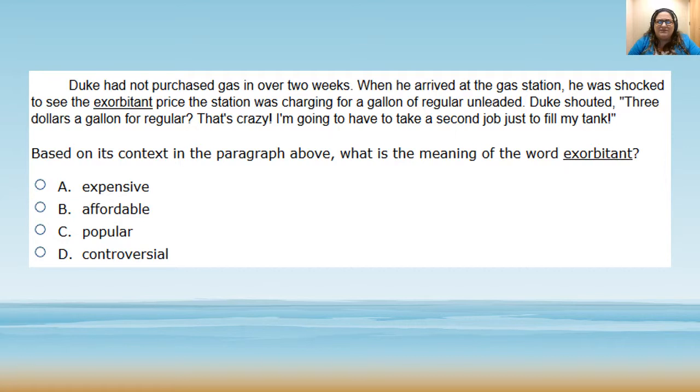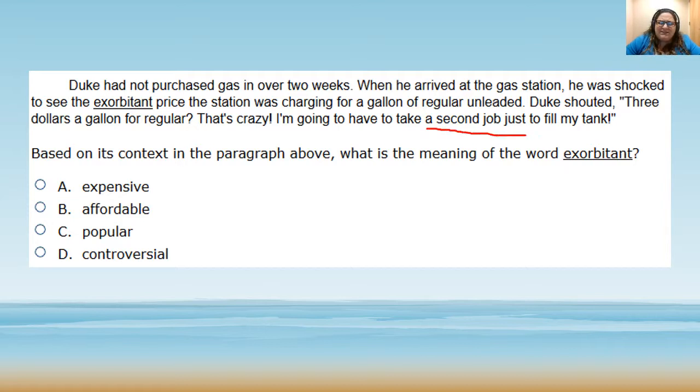Let's practice. Duke had not purchased gas in over 2 weeks. When he arrived at the gas station, he was shocked to see the exorbitant price the station was charging for a gallon of regular unleaded. Duke shouted, "$3 a gallon for regular? That's crazy. I'm going to have to take a second job just to fill my tank." Based on its context here, the meaning of exorbitant is what? Expensive, affordable, popular, or controversial.